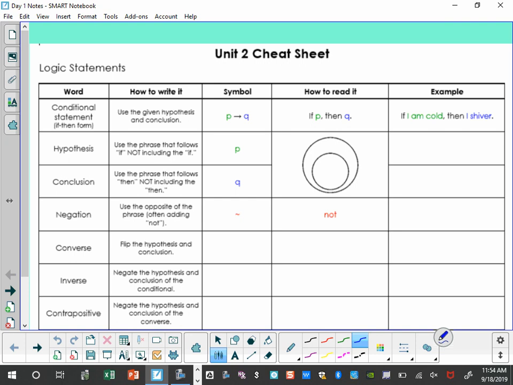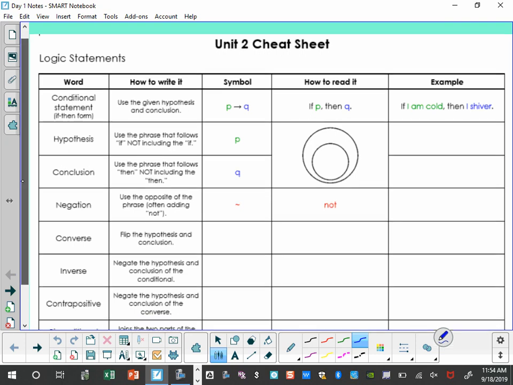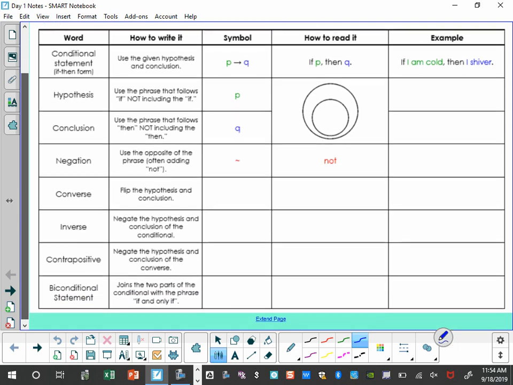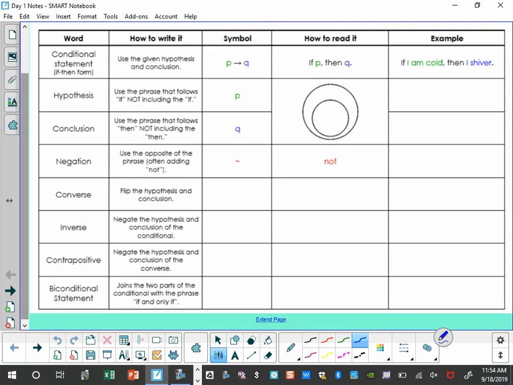All right, so your cheat sheet is your lifeline. I want you guys to keep up with this for the entire unit, actually the entire year, but definitely for this unit. Okay, what we're talking about is logic statements. So we're kind of getting away from all of the math for a second, and we're talking about sentences. Okay, our statements, we have 4 different statements.